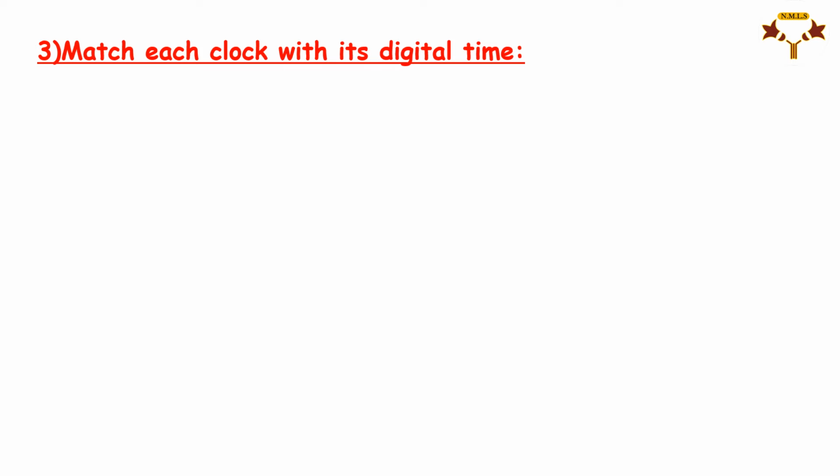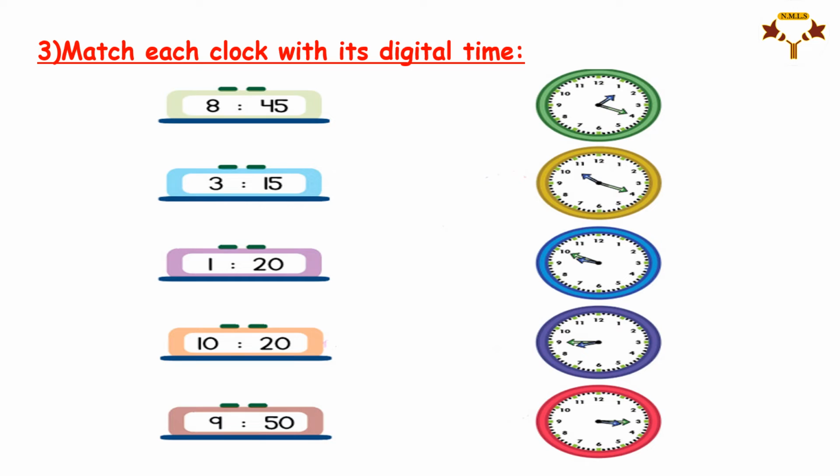Match each clock with its digital time. The first clock. Here we have 2 hands. Short hand for hours and long hand for minutes. Okay? Short hand stops at 1. Then we write in hours 1. Okay? And long hand at 4. Then we start from 1 and skip counting by 5. 5, 10, 15, 20. Then 4 means 20 minutes. Then the time will be 1 and 20 minutes.